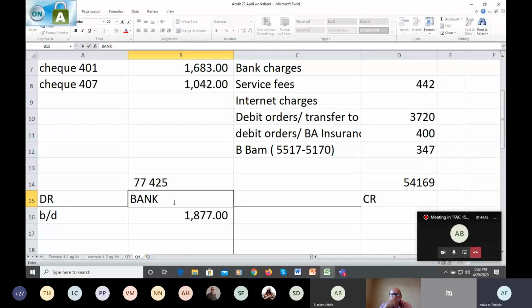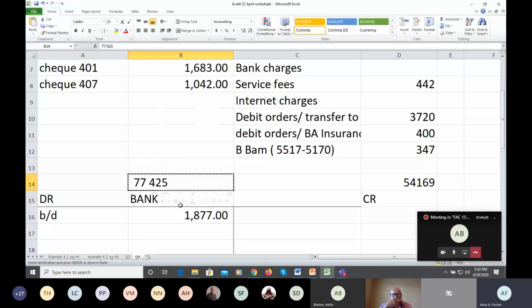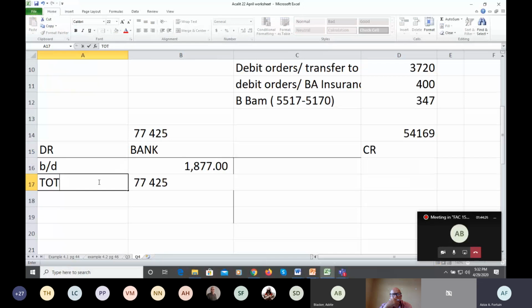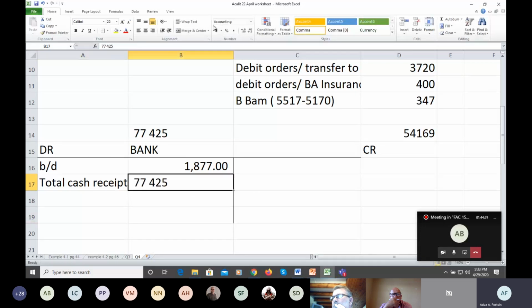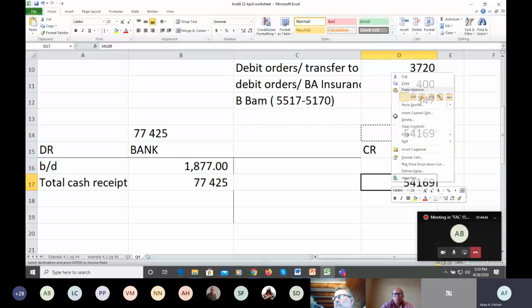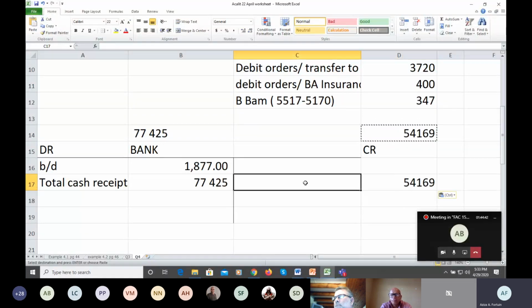In my bank account, I'm going to take this amount and I'm going to copy it over here, right? And I'm going to write total cash receipts. Okay, that is what it is. Okay, and this 54,000, I'm going to copy and put it here. Okay, and I'm going to reference it as total cash payment. Okay, then I'm going to tally it up.